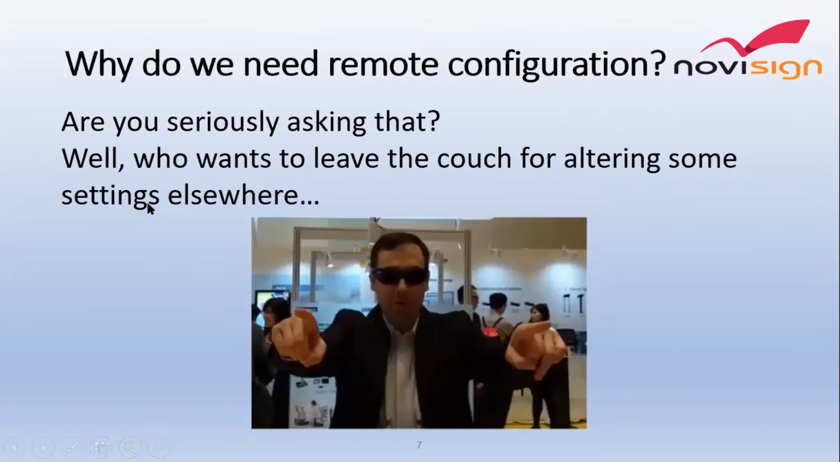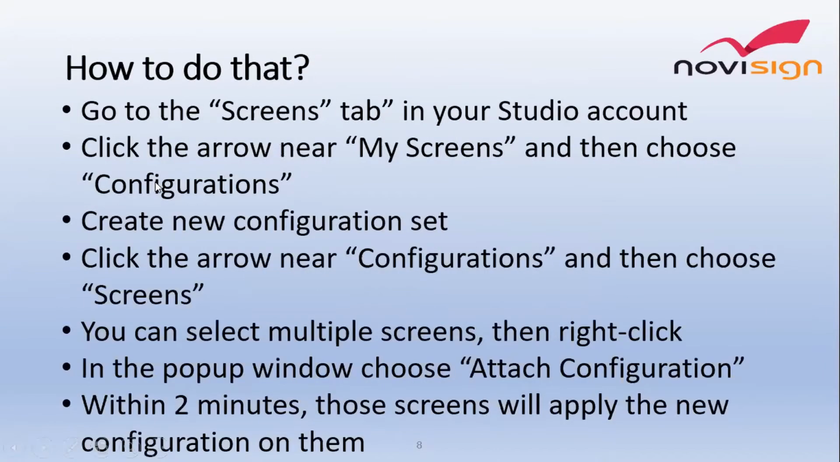So why do we need that? Well, I guess I explained that. How to do that, I already explained that too. It's on the Screens tab. You just click the little triangle near My Screens and you go to the configurations. You create a set of configuration, then you decide to apply it on all of your screens or on some of them, and it will be applied within 2 minutes, just like any other change in the content.